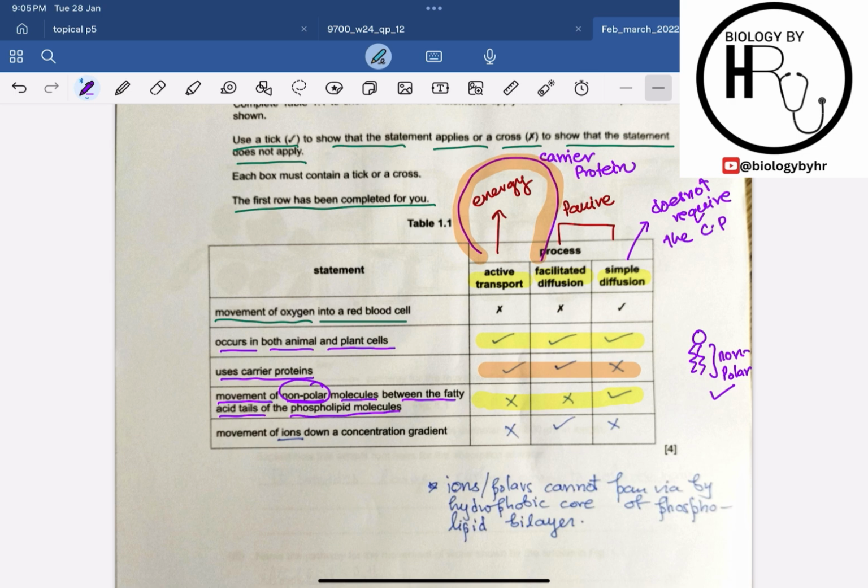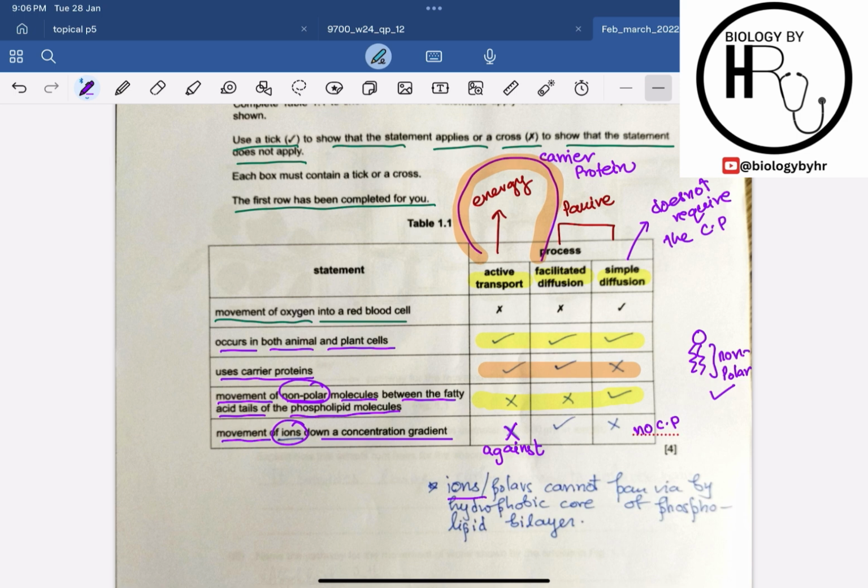Now in the next statement, they are saying movement of ions down the concentration gradient. First of all you will cross the active transport. Why? Because the movement of ions in active transport is against the concentration gradient, it is not down the concentration gradient. Down the concentration gradient is either facilitated diffusion or simple diffusion. And in simple diffusion, the movement of ions cannot take place. Why? Because in simple diffusion no carrier protein is used.